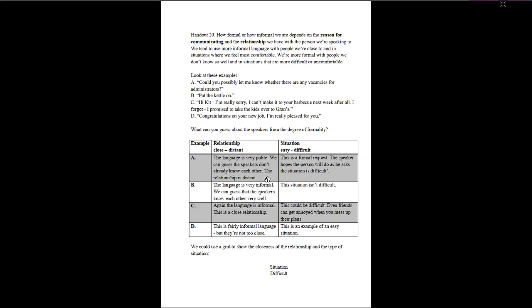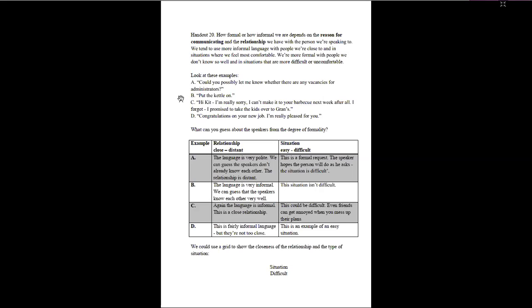What about the situation? This is a formal request. The situation can be easy or difficult. This is a formal request. The speaker hopes the person will do as he asks. So the situation is difficult. So move on to the next example.